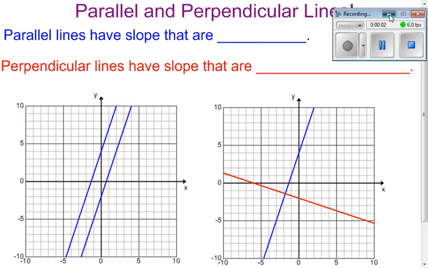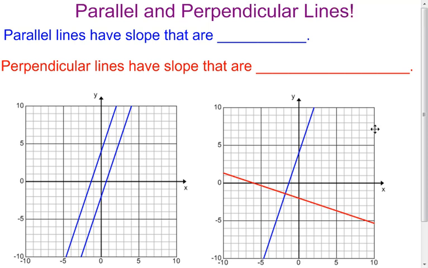In this lesson, we will begin looking at parallel and perpendicular lines. Parallel lines, as you see pictured over here where I just highlighted, are lines that have the same tilt. And if they have the same tilt and they go the same direction, they never, ever cross. And so parallel lines have slopes that are the same. Their slopes will be equal to each other.